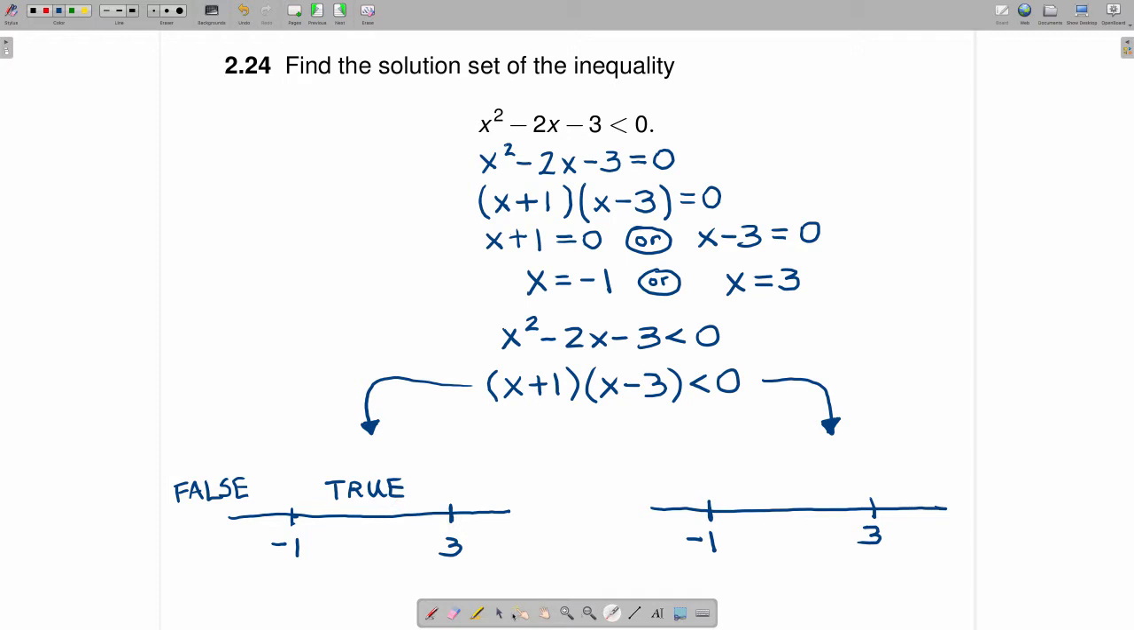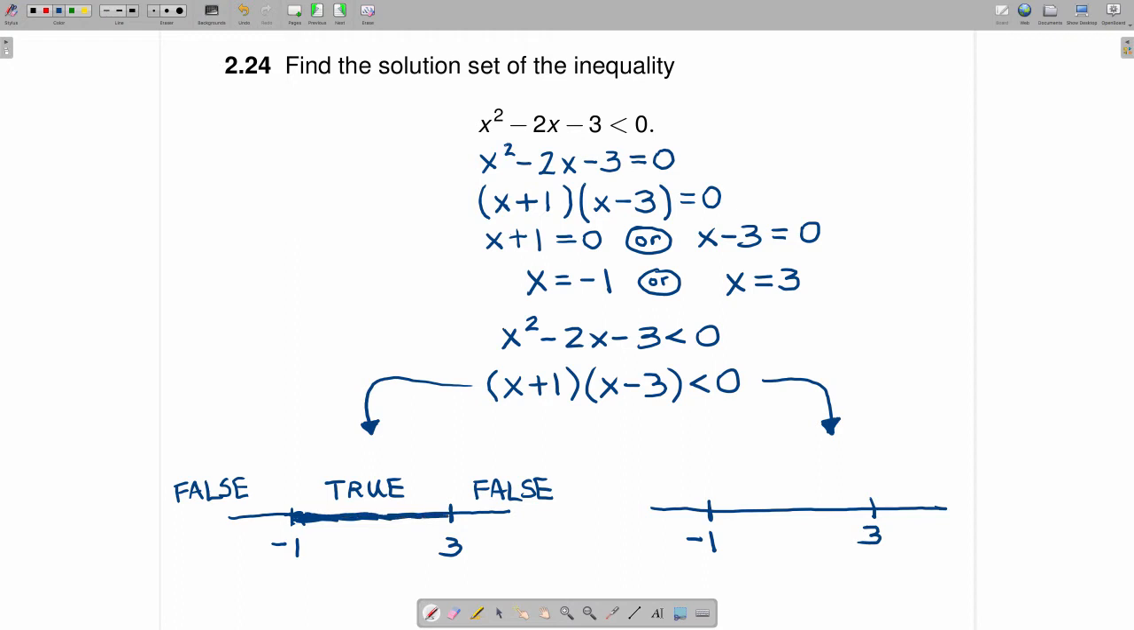Finally, let's go out and try a test point to the right of 3. An easy one to choose is 4. So let's plug 4 into the inequality. 4 plus 1 is 5, and 5 multiplied by 4 minus 3, which is 1. 5 times 1 is 5. 5 is not less than 0 because 5 is a positive number, so it is false on this side. And so these are the values where the inequality is satisfied.